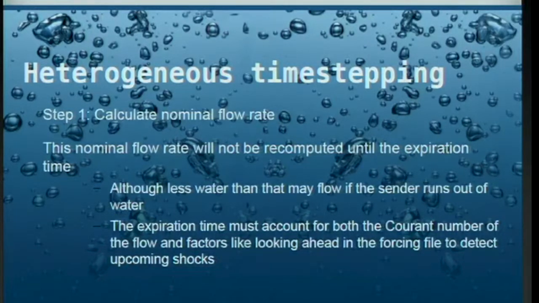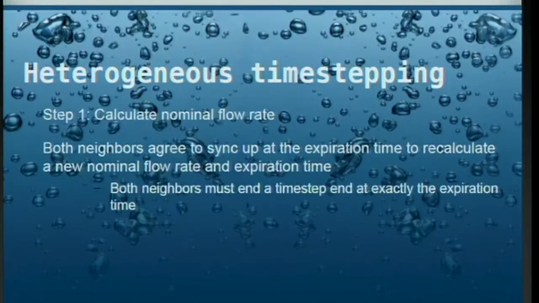And then the expiration time has to account for a couple things, both the Courant number criteria of the water that's flowing right now, plus any possible shocks. So you could have a situation where this area is dry, there's really no water moving anywhere, the Courant number says your time step could be an hour, and yet a half hour from now, a rainstorm is going to start, so we've got to look ahead in the forcing file and say, let's not go beyond that. And then both neighbors agree to sync up at the expiration time and calculate it again.